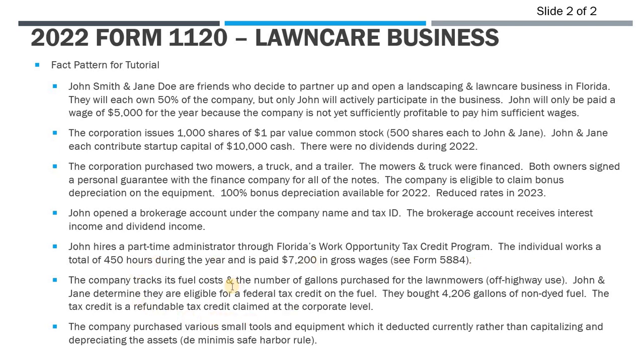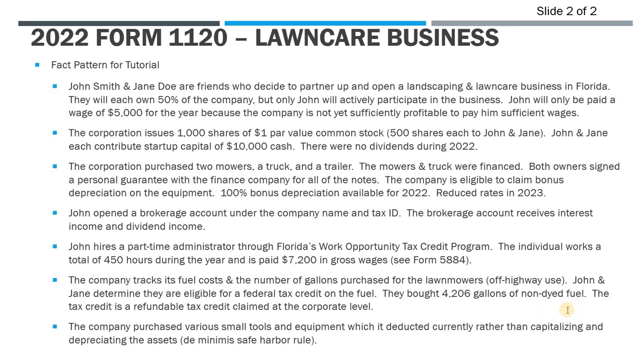Now, the federal fuel tax credit on the 4136, that's relevant here. So the company tracked the number of gallons purchased for use in the lawnmowers, and this is off-highway use, federal fuel tax credit. And John and Jane determined they're going to be eligible, so they reported 4,206 gallons of non-dyed fuel. So that's important too, right?